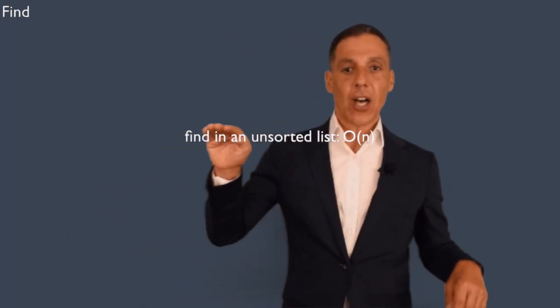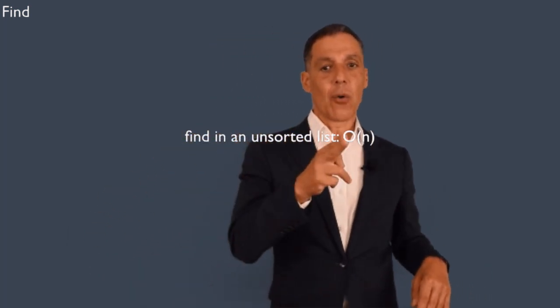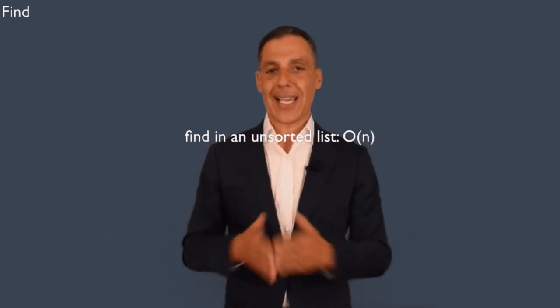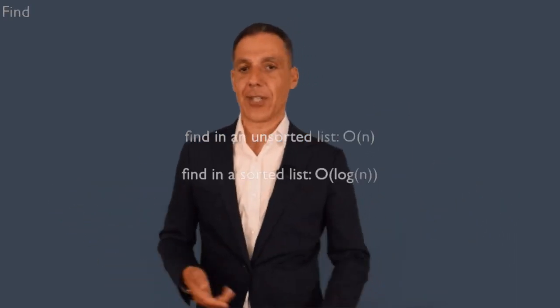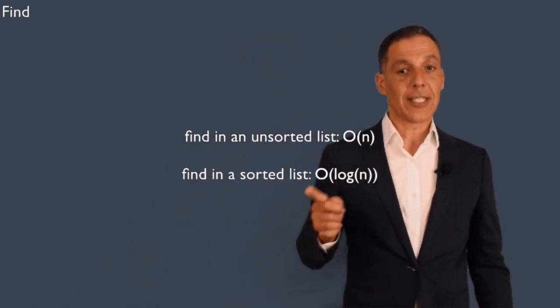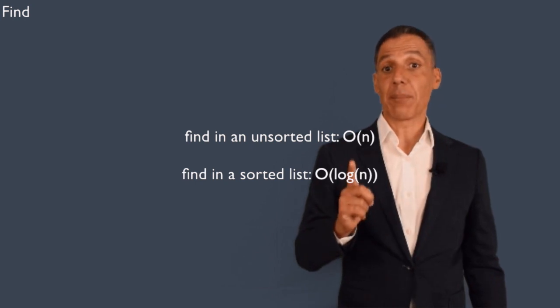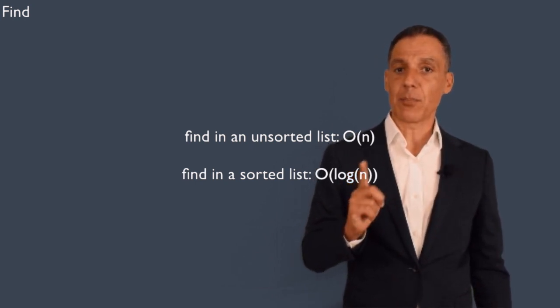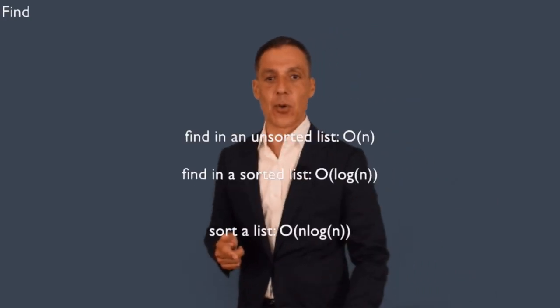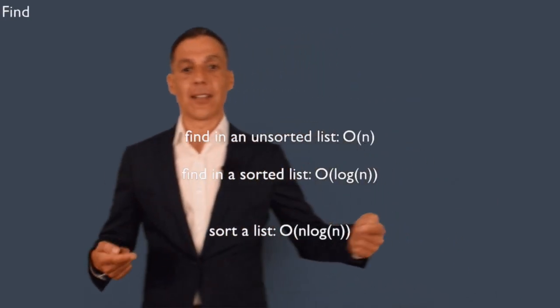So in an unsorted list, big O of n. You just got to look through all the elements. There's nothing to do. There's n elements in the list. I got to look at all of them. Worst case scenario is I have to look at all of them. And again, find in a sorted list is log n using binary search. But, and this is important, you still have to sort the list. And the sorting of the list, of course, costs O of n log n.